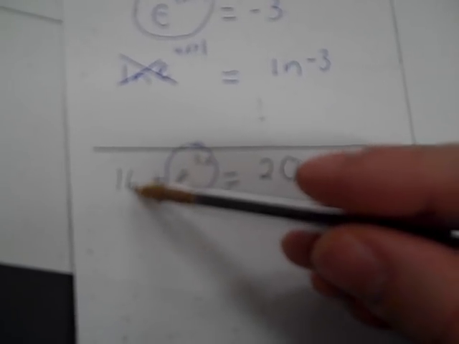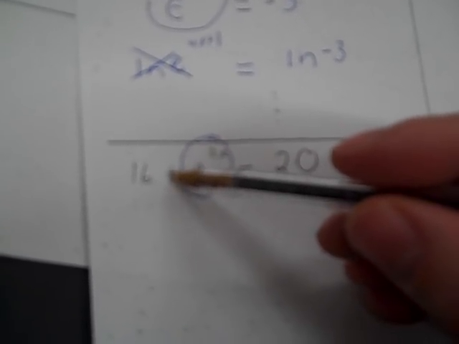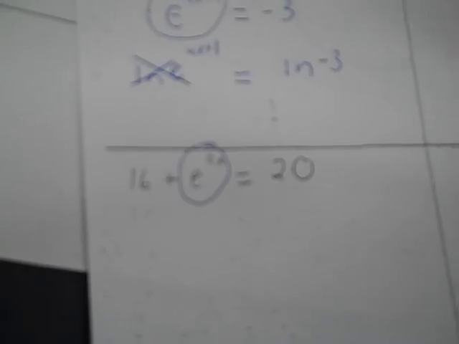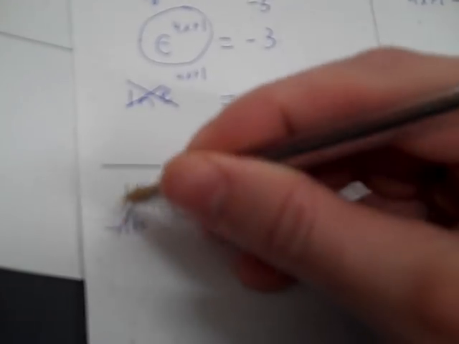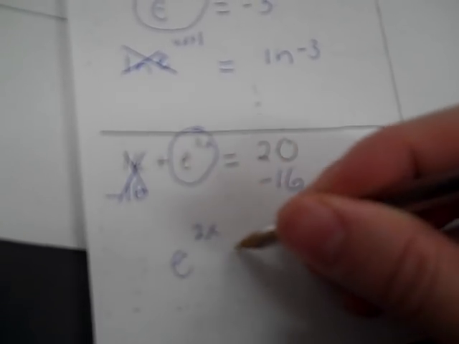All right, next one. I'm going to circle the e to the 2x. Now, I know it looks like it's in front, but there's a plus sign between it, so I'm going to add or subtract 16 first. Okay, usually you divide if it's multiplied, but it's not. It's adding. That's positive 16, so you minus it. So e to the 2x power equals 4.